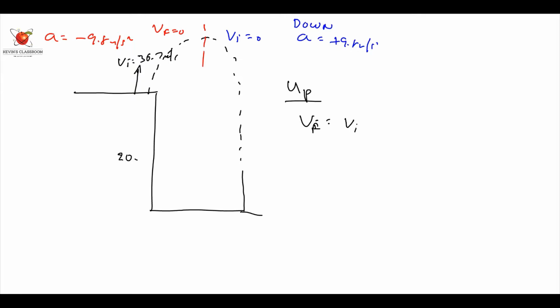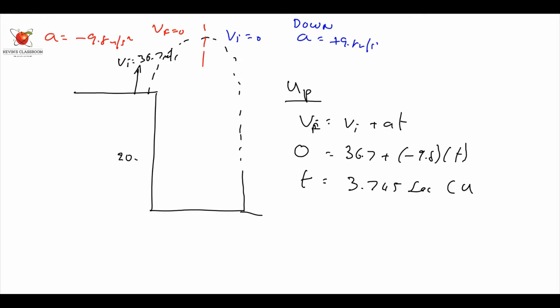So I cater first for if I'm going up. V final is V initial plus at. So my V final is 0, which gives 0 equals 36.7 plus minus 9.8 times t, and I calculate t. And t in this situation is going to be 3.745 seconds. This is up to the top.